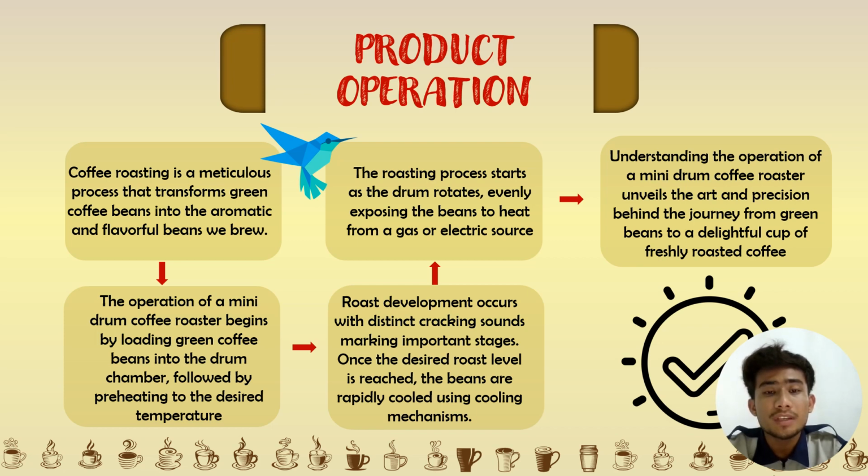Next, the roasting process starts as the drum rotates, evenly exposing the beans to heat from gas or electric sources. The last one is that understanding the operation of a mini drum coffee roaster unveils the art and precision behind the journey from green beans to a delightful cup of freshly roasted coffee.